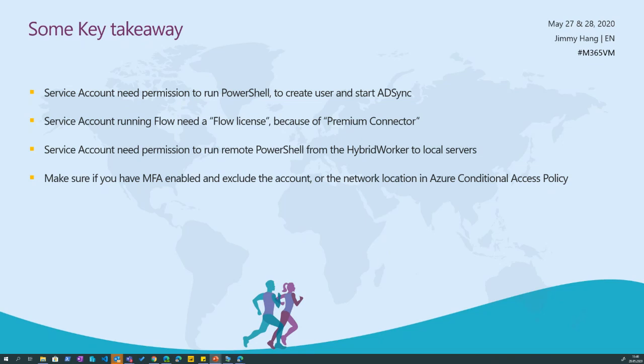The service account needs permission to do remote PowerShell to the different servers in your environment on premises. So normally Exchange is another machine, your Azure AD Sync is another one, and your hybrid worker is another one. So the PowerShell needs to be running on that hybrid worker, but it's invoking different kinds of command lets based on whether it's doing Exchange stuff or Azure AD stuff.